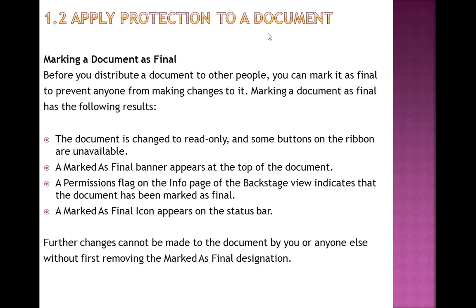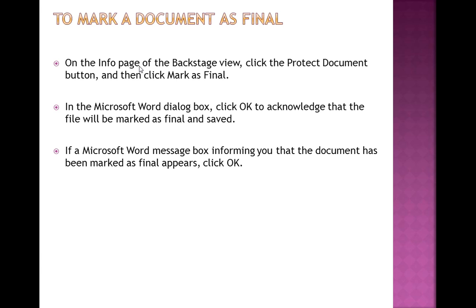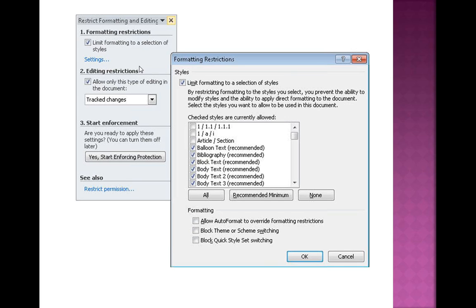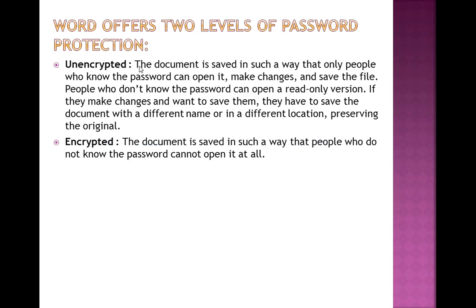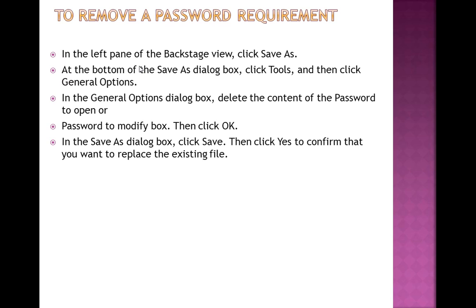Then we talked about applying protection to a document, meaning how to apply protection so that the document will be protected, and how to mark the document as final. These are the buttons available. How to make the document final, and how to restrict access so that no one can access it without the password. There are 2 types of protection, unencrypted and encrypted protection. So how to remove the password.